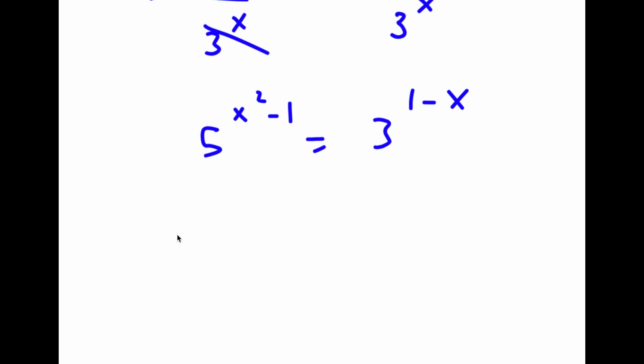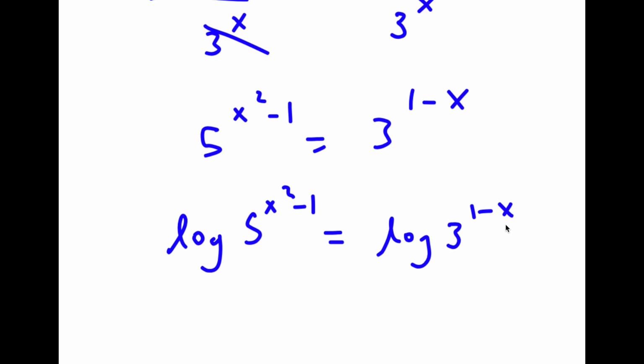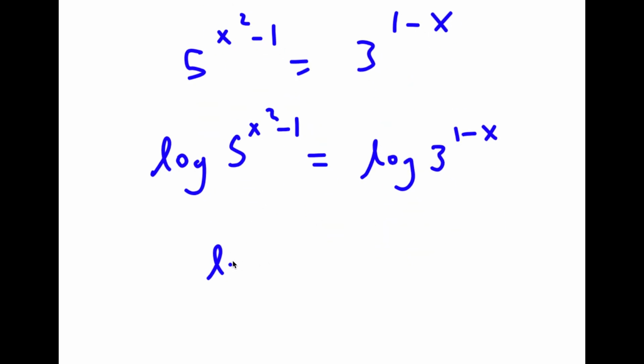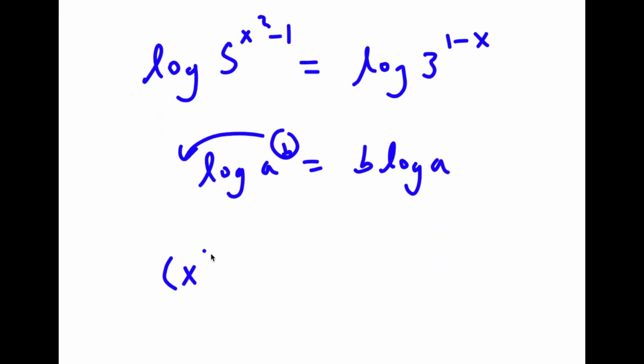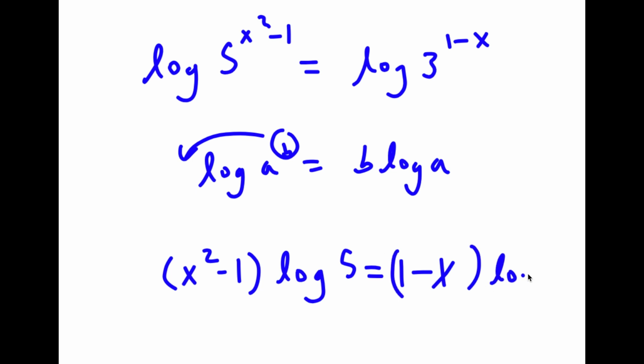Now, if I take the log on both sides, I get log 5^(x^2 − 1) = log 3^(1 − x). And if I have something in the form log a^b, I can actually move this exponent b to the front. So this can equal b times log a. So in this case, I have (x^2 − 1) times log 5 is equal to (1 − x) times log 3.